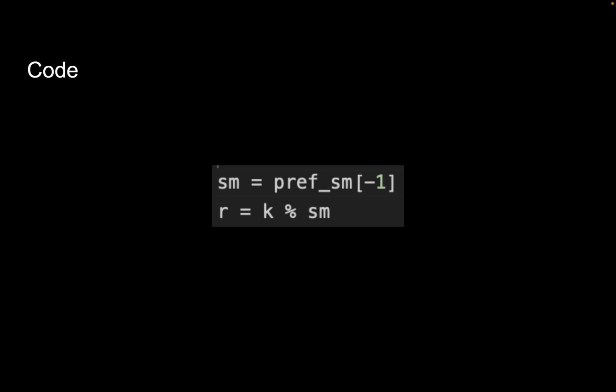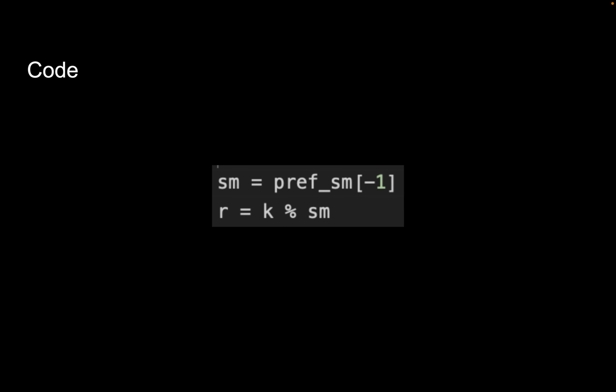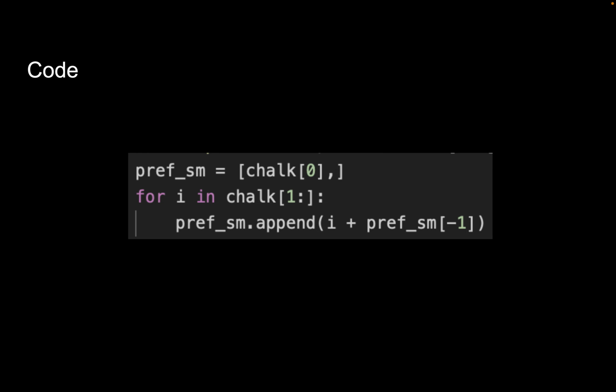So let's go through the time complexity and space complexity for this question. For time complexity, note that we're only running through the array in linear time, so it will be O of n. For space complexity, we are generating a prefix sum array of size n, so the space complexity will be O of n as well.